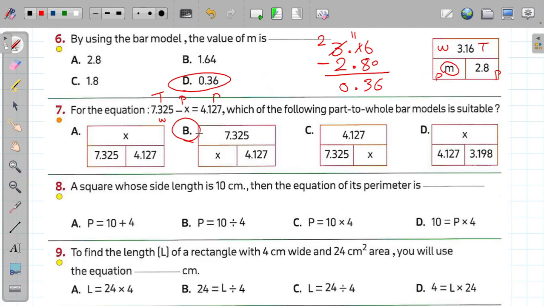Next, I have a square whose side length equals 10 centimeters. Then the equation of its perimeter is what? The perimeter of the square is side times 4. Okay, so the side length here is 10, so S equals 10. So I will replace S with 10, so the perimeter equals 10 times 4, so it will be choice number C.